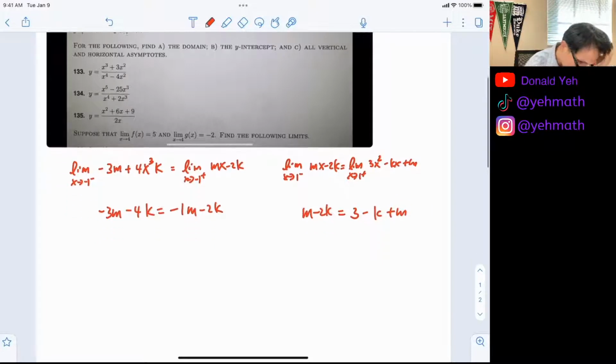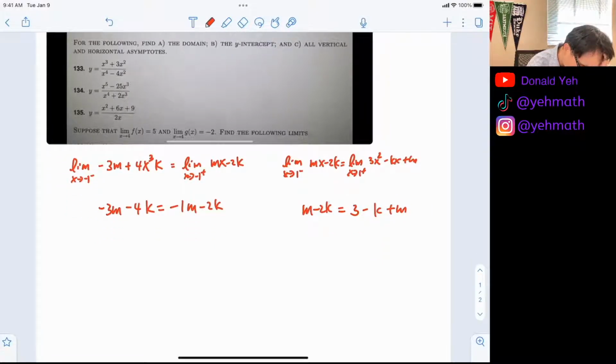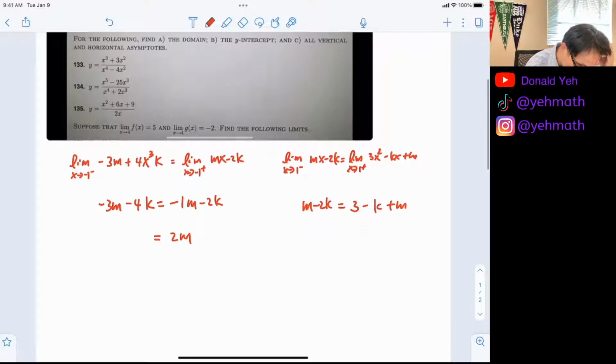So now it comes to the system of equations. I'm going to simplify and clean everything up. I'm going to add 3m on both sides, so I get 2m, because I had 3m on both sides. Then I'm going to move the 2k to the other side, so it'd be negative 2k. So m is equal to negative k.